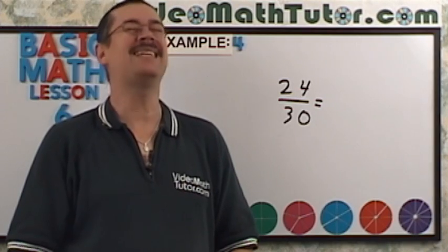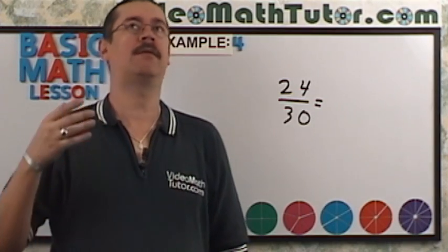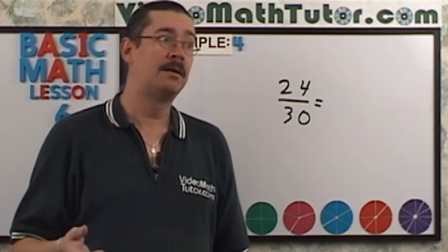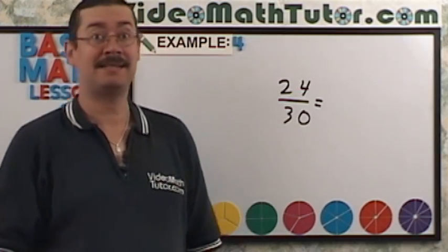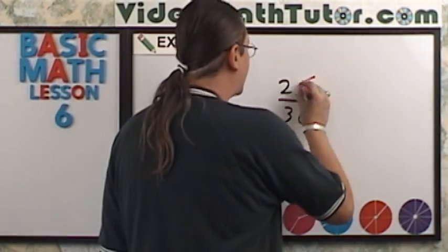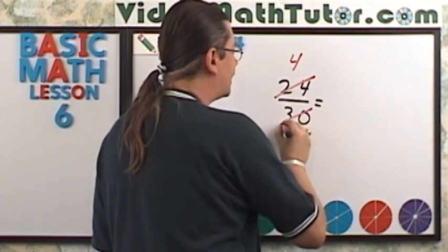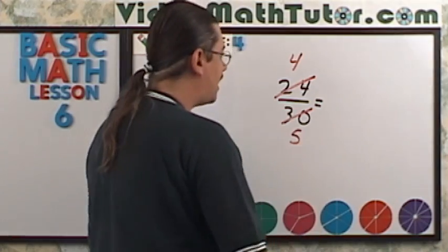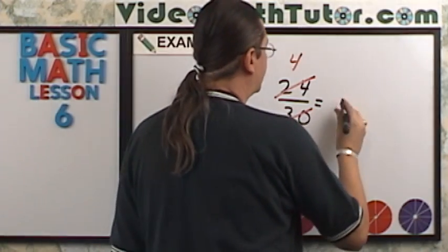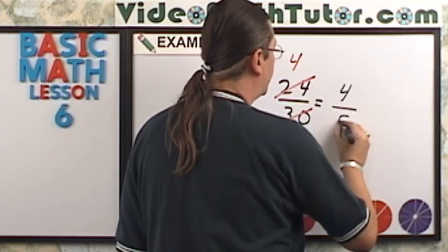Now there's an even easier way of doing this. Before, we divided by 2, then we divided by 3. Let's combine that. We can divide by 6. So 24 divided by 6 is 4. 30 divided by 6 is 5. And that's going to give us our answer. We're going to have 4/5.